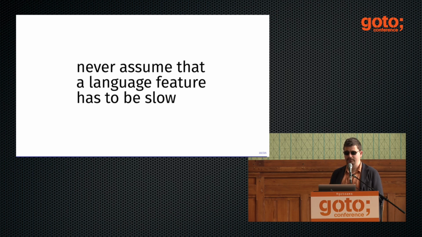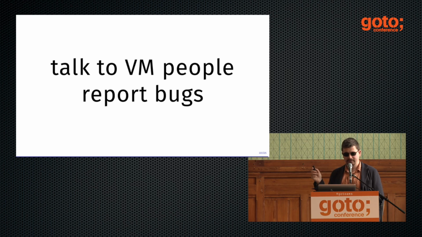So please never assume that a language feature has to be slow. Do go and demand from your closest senators or whatever, people in the parliament, to make JavaScript features fast. Write bugs in the V8 bug tracker, and VM people are really your friends. I'm your friend, even though I'm not a V8 person anymore.